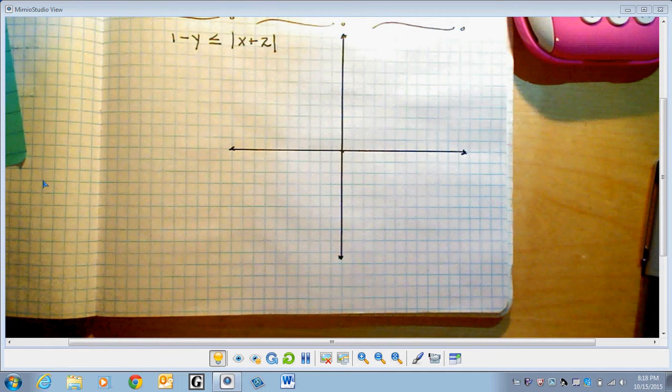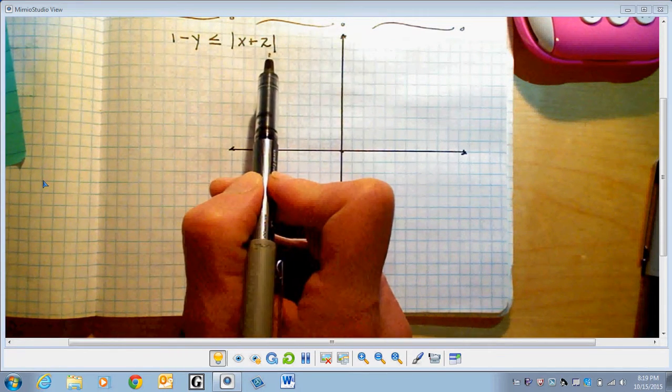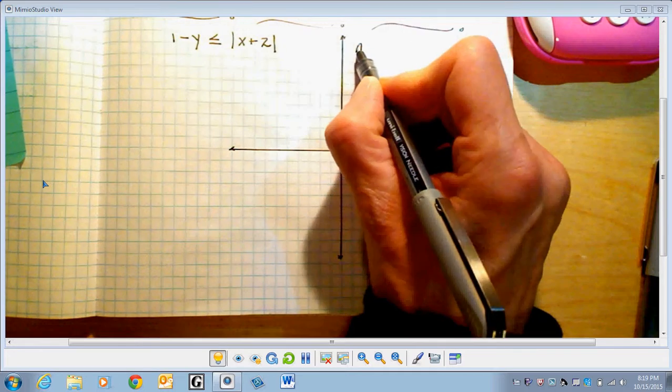Here's another type of inequality that we're going to graph. And of course you can always use your calculator to graph, but let's look at how we would do this without using the calculator.